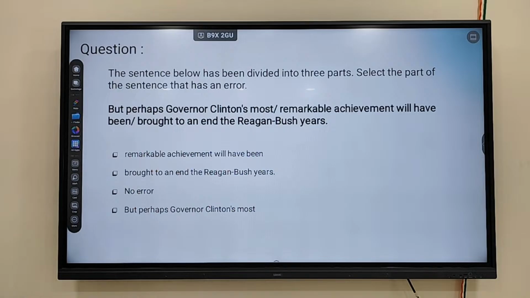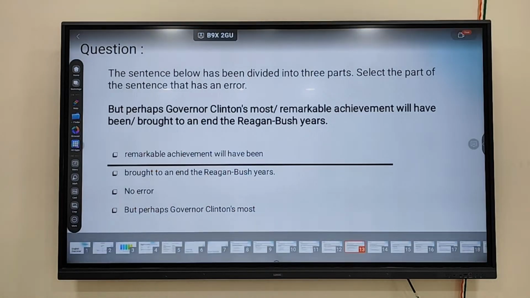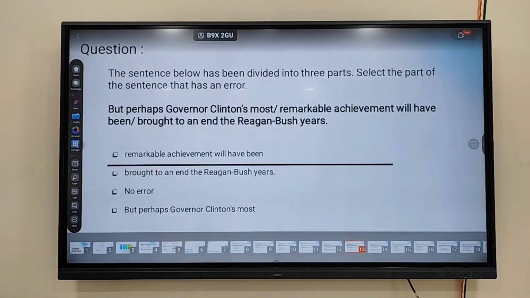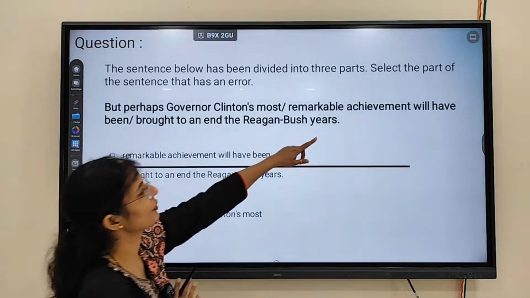But perhaps Governor Clinton's most remarkable achievement will have been brought to an end at the Reagan-Bush years. Will have been brought to an end the Reagan-Bush years. Let us see. Will have been. We don't need that phrase, right? Think. Brought to an end. Past tense. Have been is present.